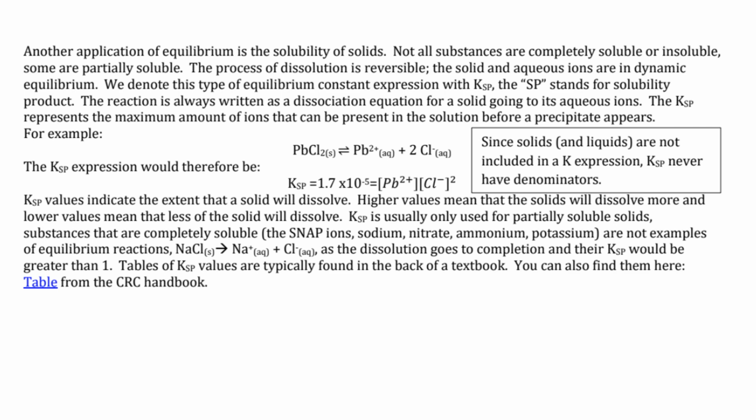To denote this, we use something called K sub Sp. Sp stands for the solubility product. So you always write this as a solid going into its aqueous ions. So solid to aqueous, whatever that is.